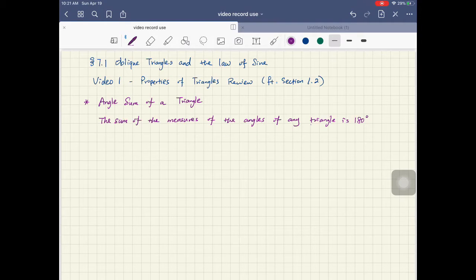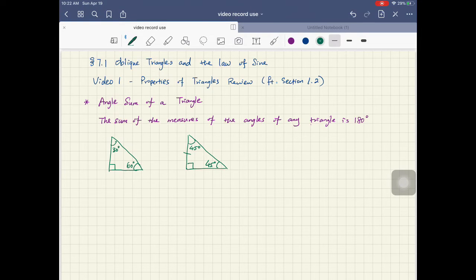The first property we're going to review is the angle sum of a triangle. This property says the sum of the measures of all the angles in a triangle is 180. For example, if I have a right triangle, one of the angles is going to be 90 degrees. If I have a 60 degree angle, then the other one is going to be 30. If I have another right triangle and one angle is 45, then the third angle is also going to be 45.